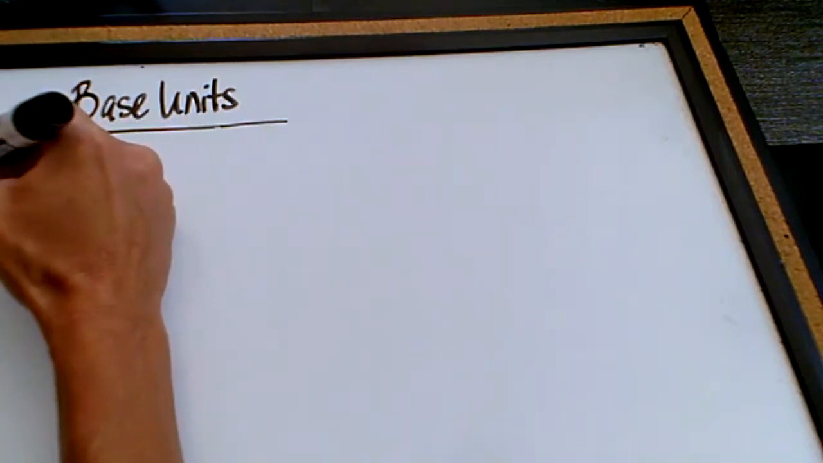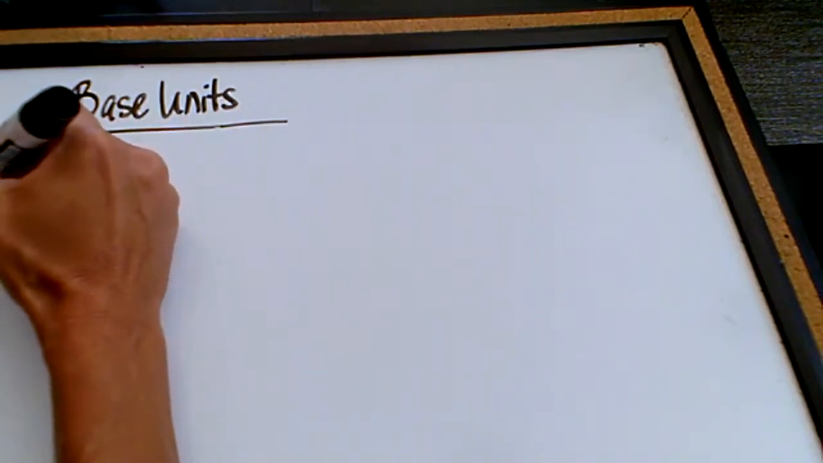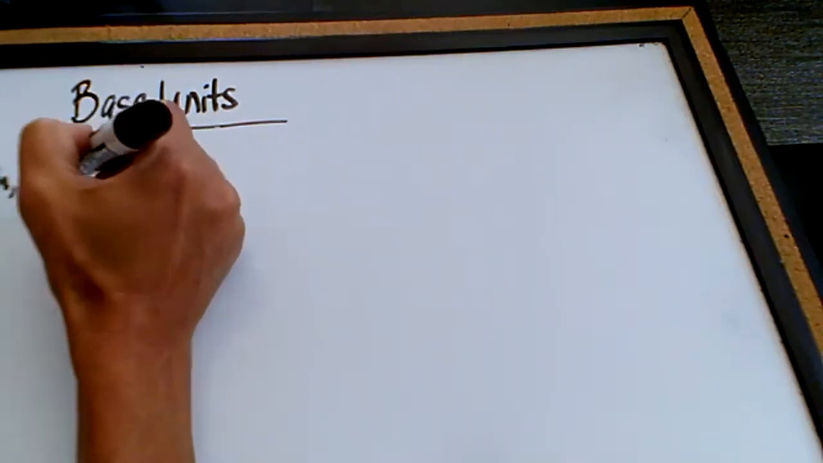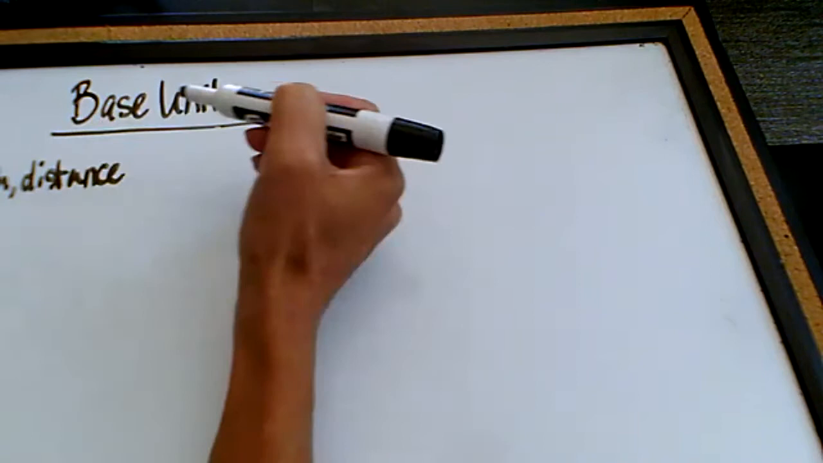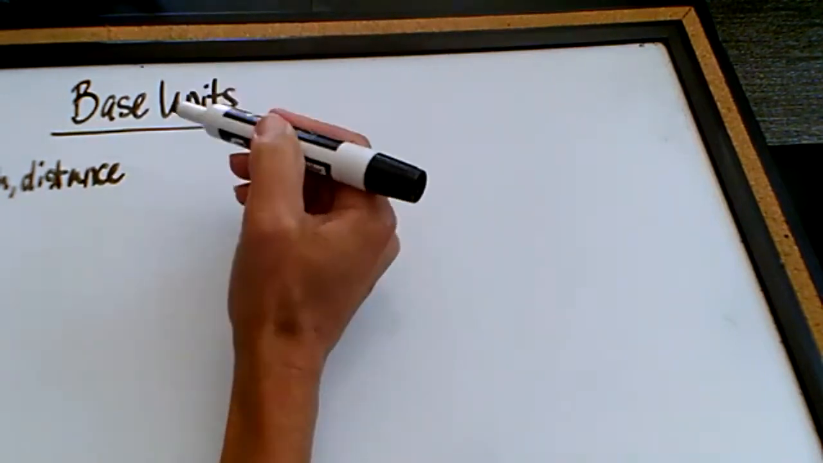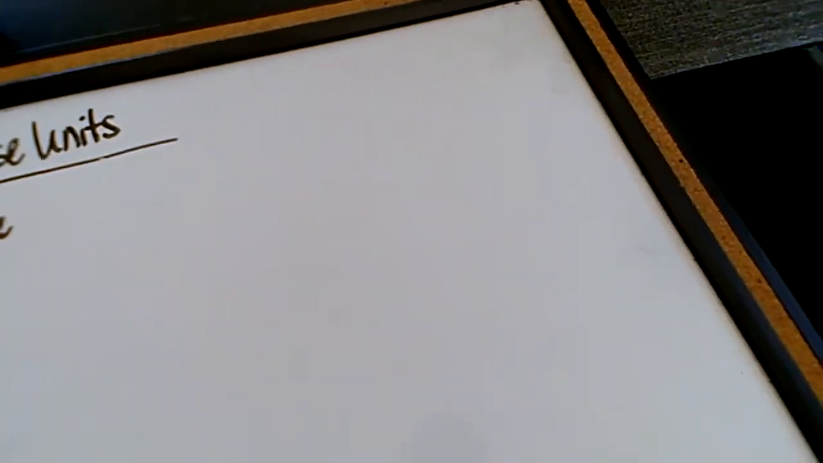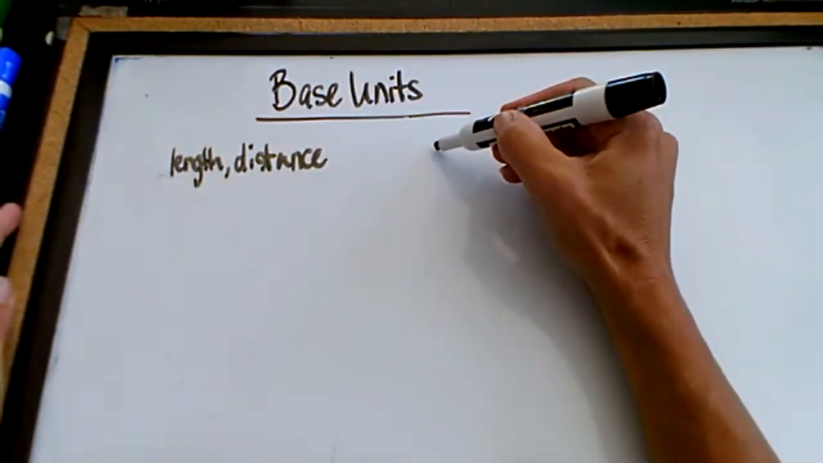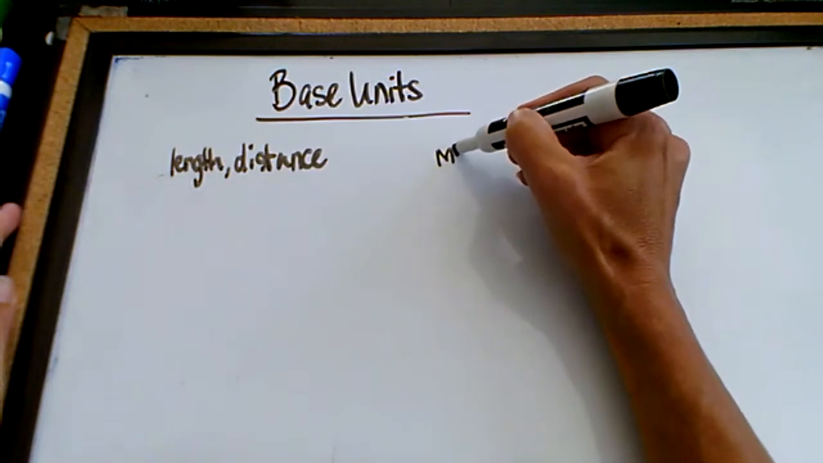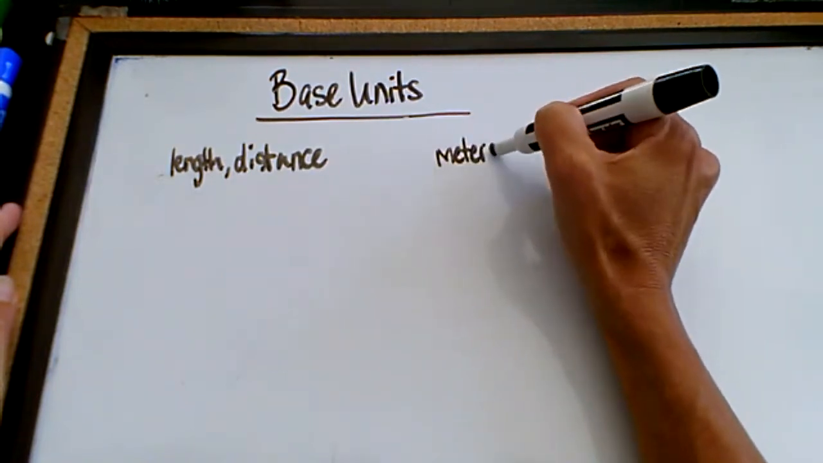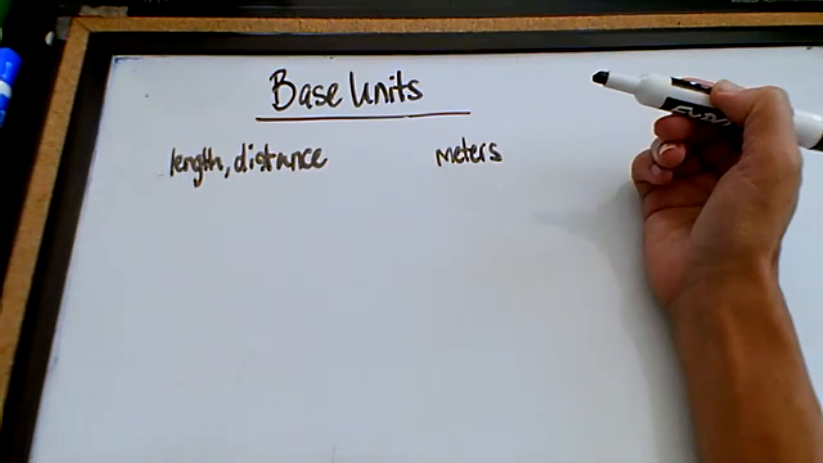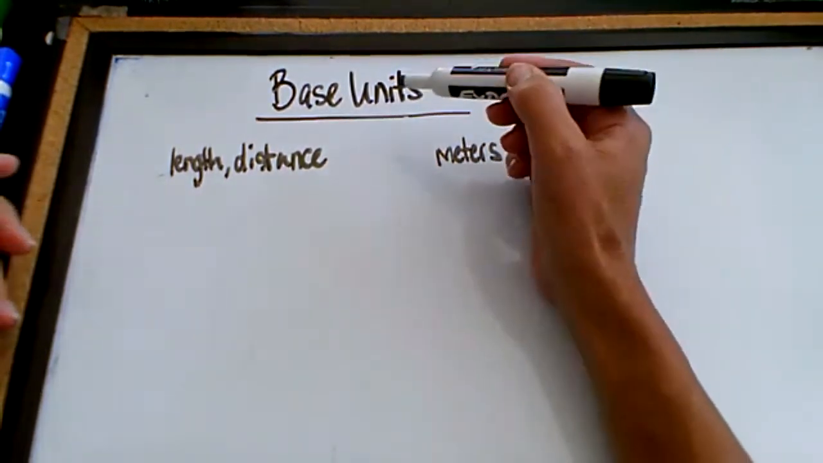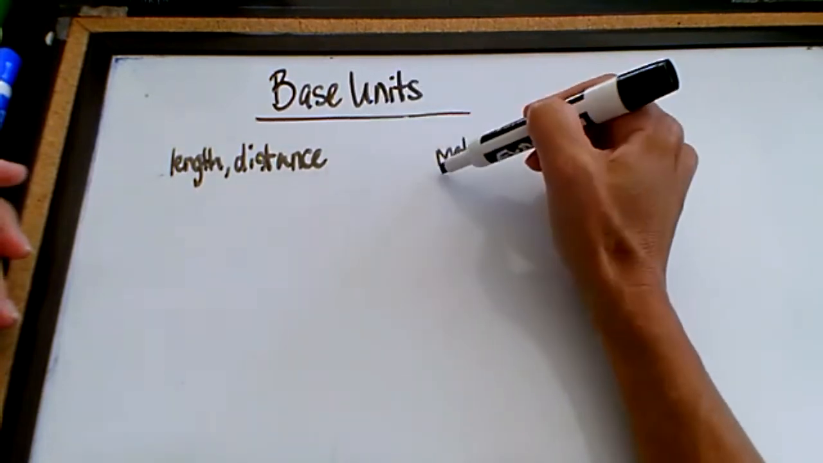If we are measuring the length of something or a distance, you guys know most of this, right? We would measure that in meters or kilometers or centimeters or millimeters, depending on how big or small the object is. But the base unit here is meters.